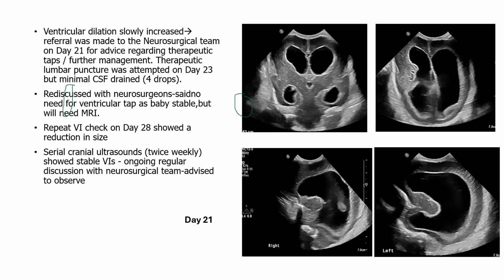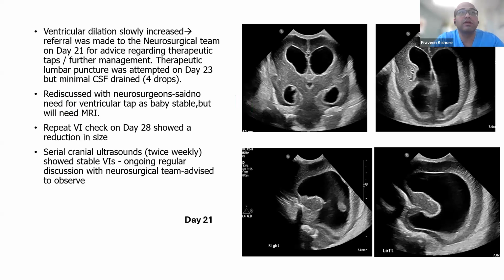Yes. Thank you, doctor. Okay. So now ventricular dilatation slowly increased, and we had to make a referral to the neurosurgical team on day 21 for advice regarding therapeutic taps and further management. Our team said, yes, try a therapeutic lumbar puncture. And the problem with therapeutic lumbar punctures, like I discussed in the last lecture, is that often in the very preterm babies, it's very difficult to aim for 10 mils per kilo or 20 mils per kilo. We got 4 drops. So absolutely no change, a very minimal amount of CSF drained.